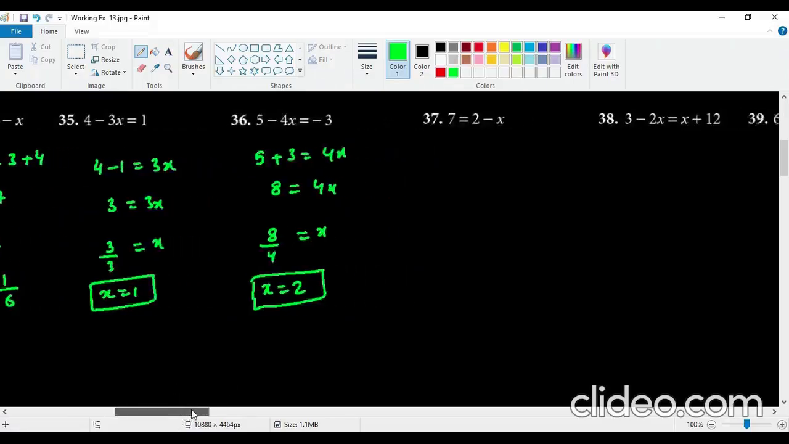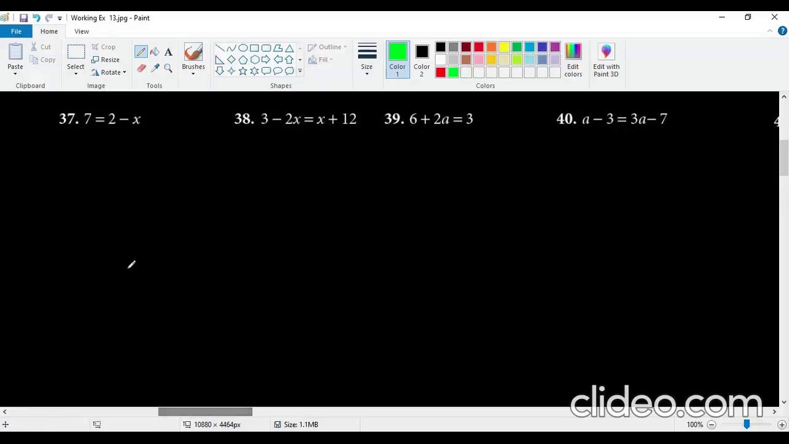When it comes to question number 37, numbers to the number side, and this is going to be minus x is going to become a plus x this side, and 2 minus 7. That means x equals negative 5 is going to be a correct answer for this question.